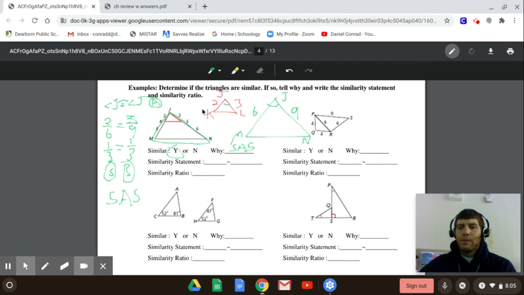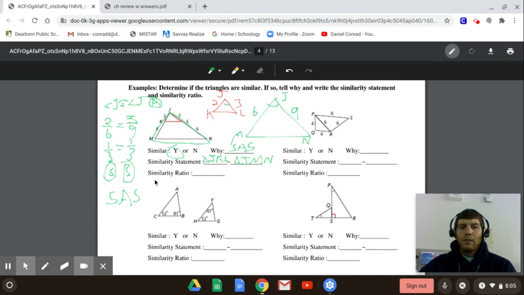Okay, we need a similarity statement. So again, you can name the first triangle however you want. Doesn't matter the order. So I'm going to call it triangle JKL. Okay, so that's going to be similar to, we got to match them up. So J matches with J, K matches with M, and L matches with N. So again, you can name the first one however you want, but you have to match the second one up. The corresponding vertices need to match up.